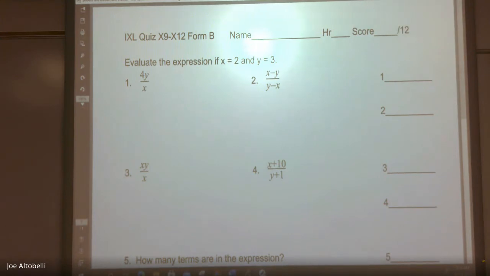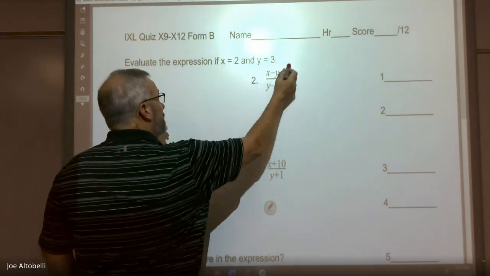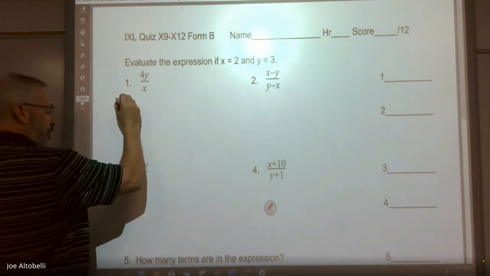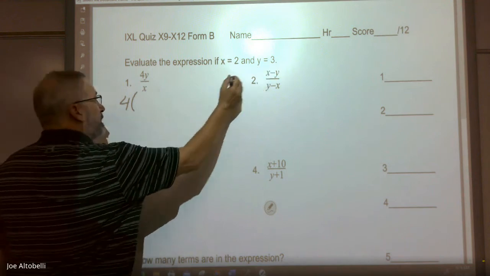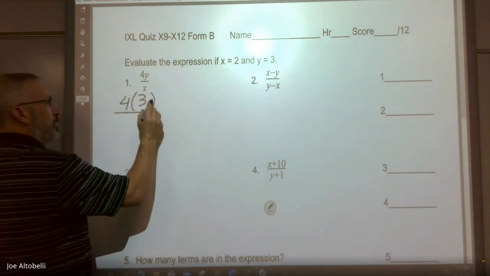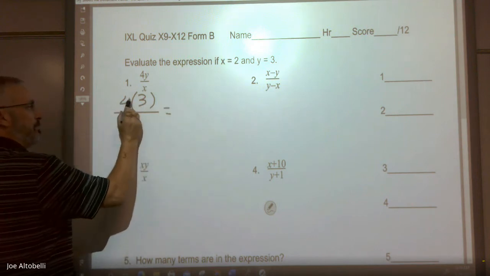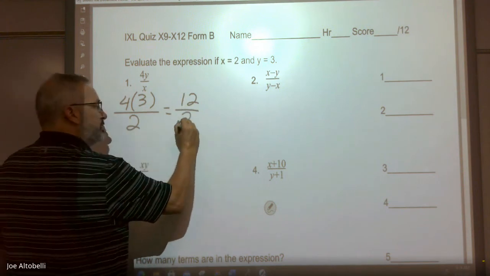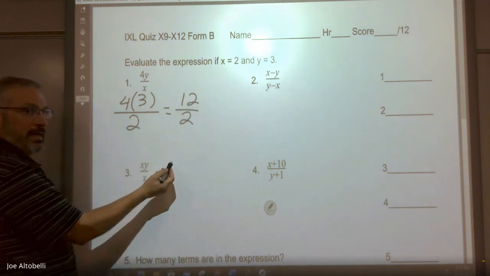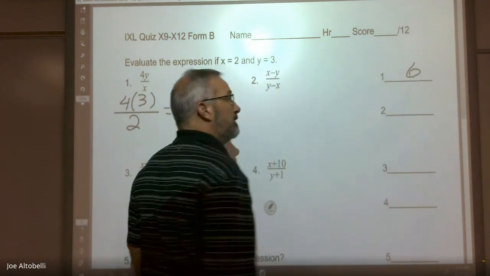All right, so evaluate the expression. First thing we're going to do is substitute the values in for the variables. So this will be 4 times y, which is 3, over x, which is 2. Simplify the top, 12. Simplify the bottom if needed, 2, and then divide. Compute, and we get 6. Questions on 1?